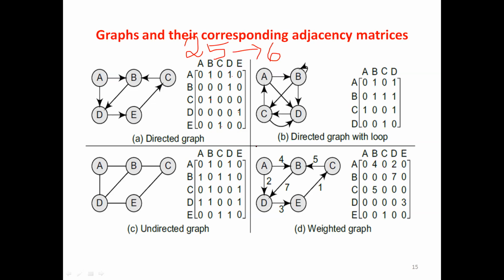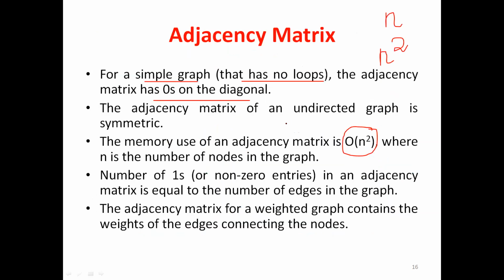There is also an advantage when we model it as an adjacency matrix, which I will tell you later. You can easily find the neighbors. So this is the disadvantage of the adjacency matrix. It requires order of n square, where n is the number of nodes in the graph.